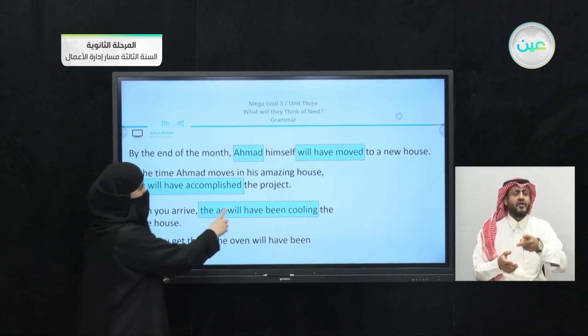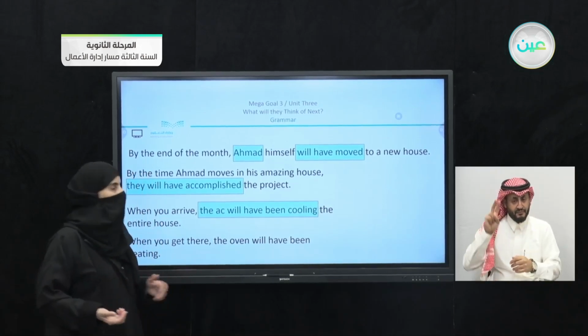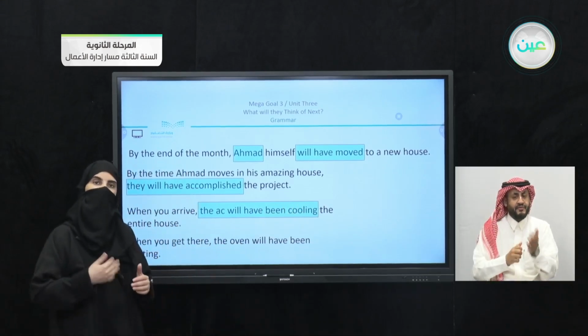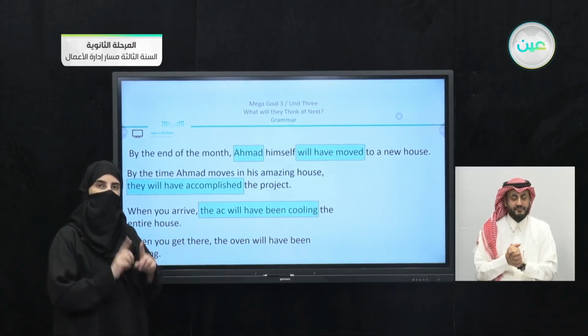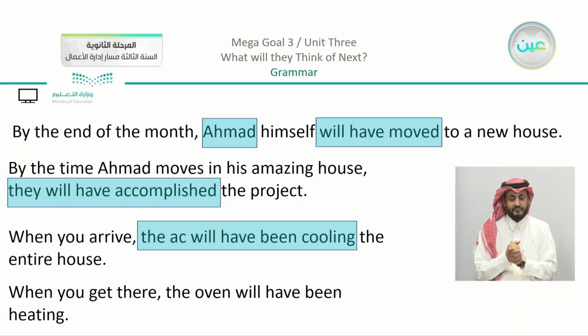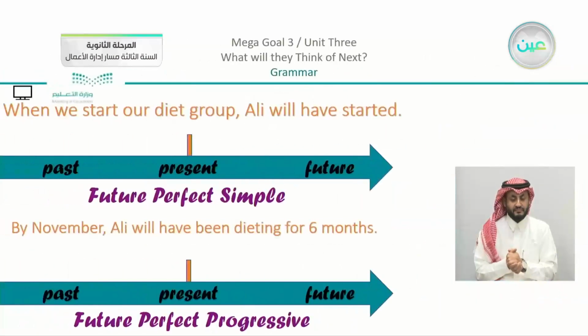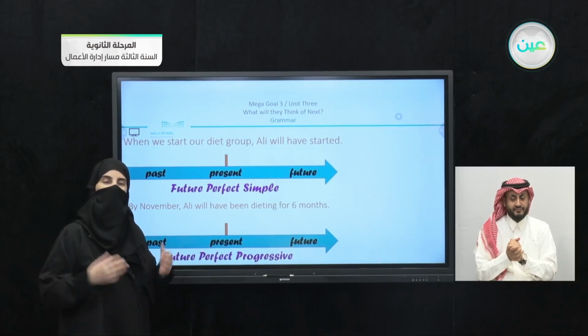You can see that we have here will, we have also have, but instead of using the past participle, we used been, the verb plus ing. So here means that we can use also the ing form here in the sentence, but it has to be with been. The last one, when you get there, the oven will have been heating. This is just to make sure that we are on the same or the correct form. Now we're going to move on. So these are the two structures that we talked about. We mentioned that using the past participle, or we have here using been plus the verb ing.